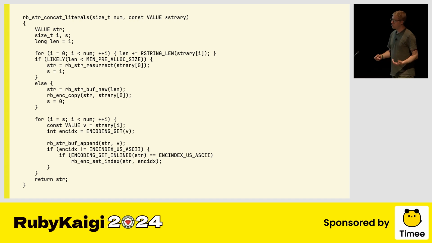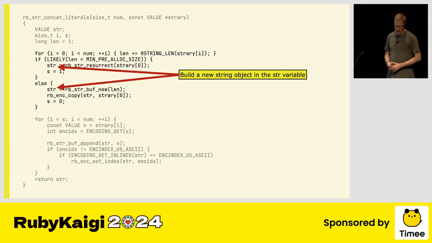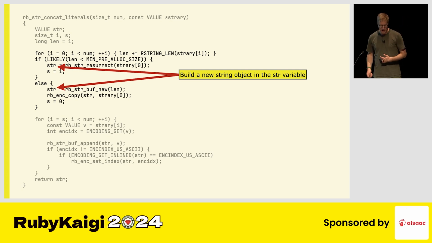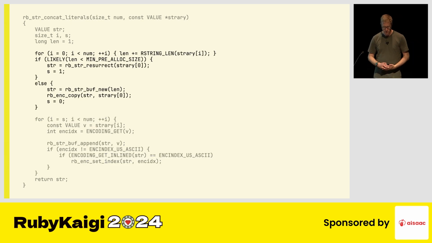So let's go look at the code. This was the rbstring concat literals function. And at first glance, when I looked at this, I saw 2 rough halves to what this function does. The first half, we build a string object that will eventually be our return value for the function. And then the second half, we loop through all of the array of strings that have been passed in, and we append those strings one by one onto that initial string that we defined in the first half.